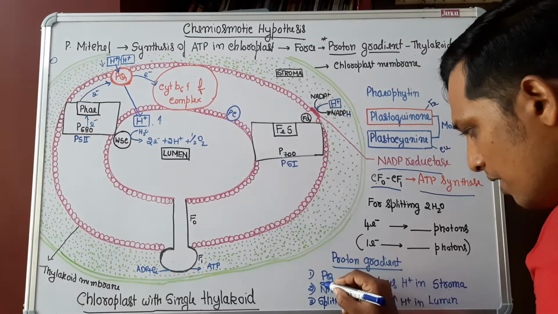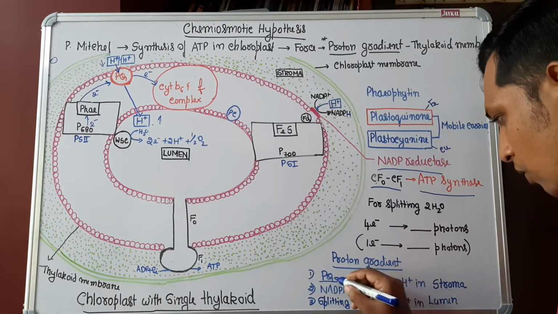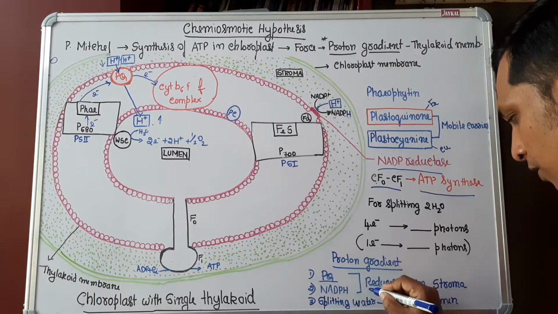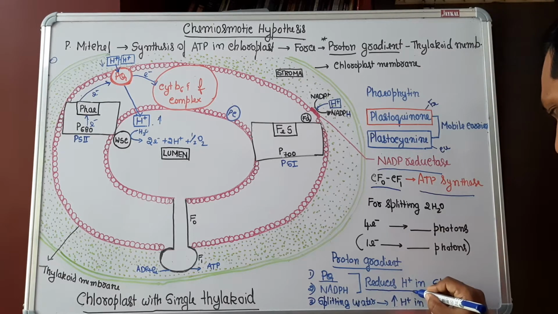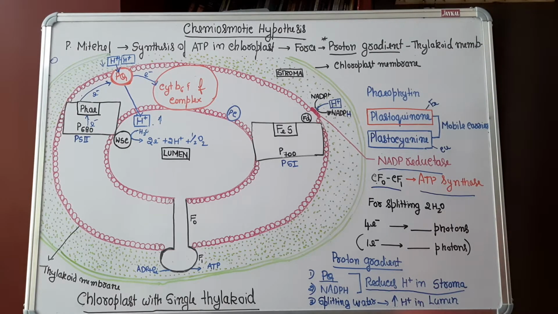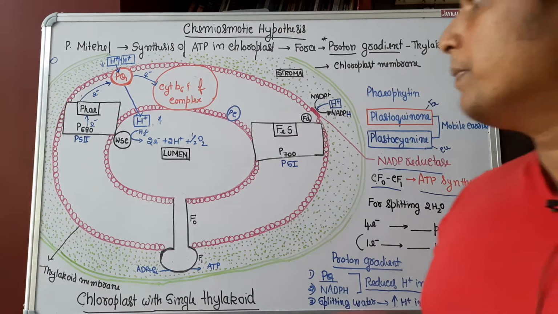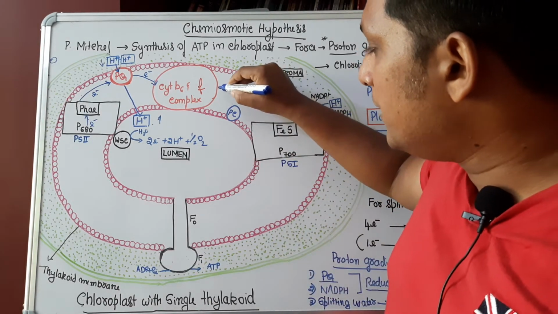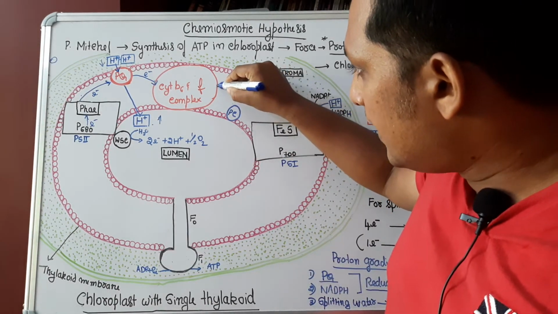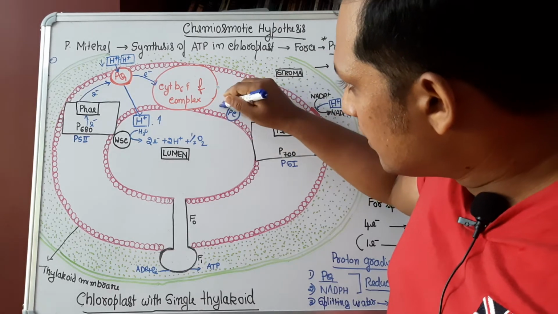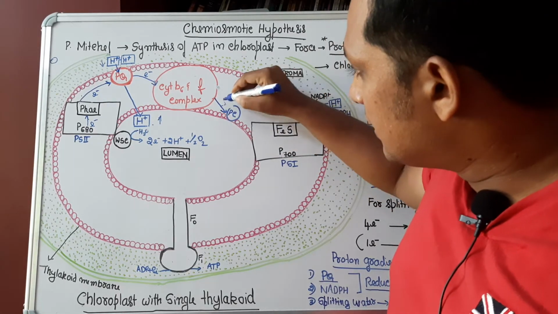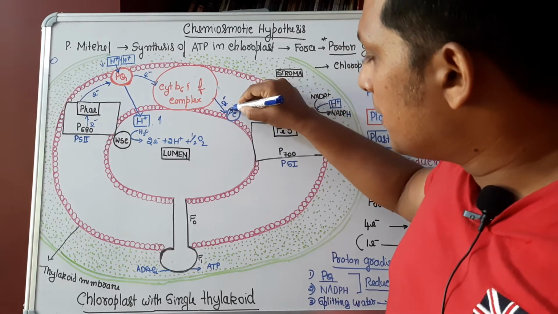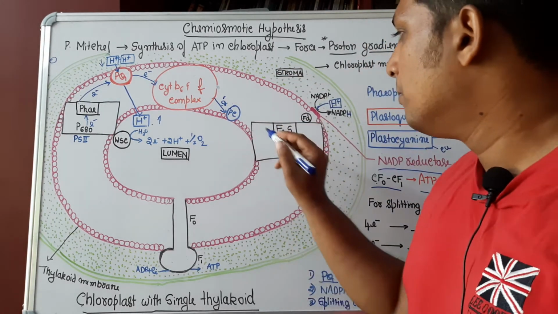I have written it as plastoquinone. It will take up the H plus ion from the stroma and give it to the lumen, hence reducing H plus ion in the stroma, which is responsible for developing the gradient. From the cytochrome B6F complex, the electron now comes to, it is accepted by plastocyanin.